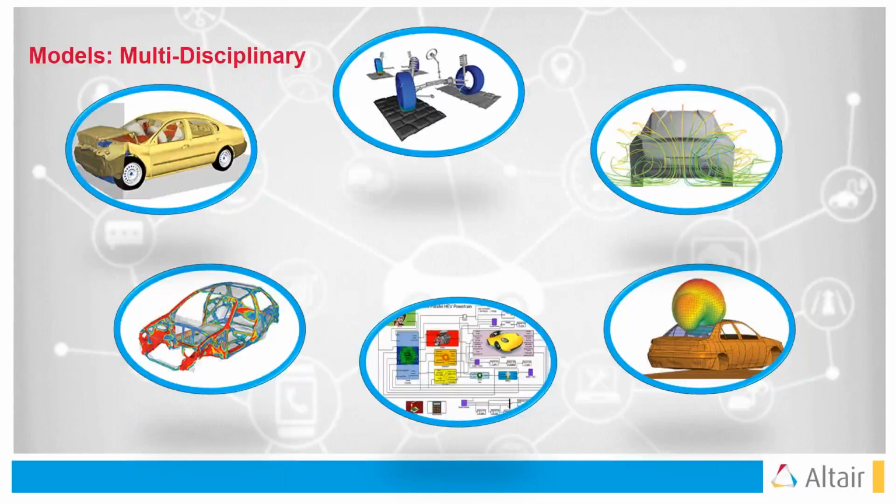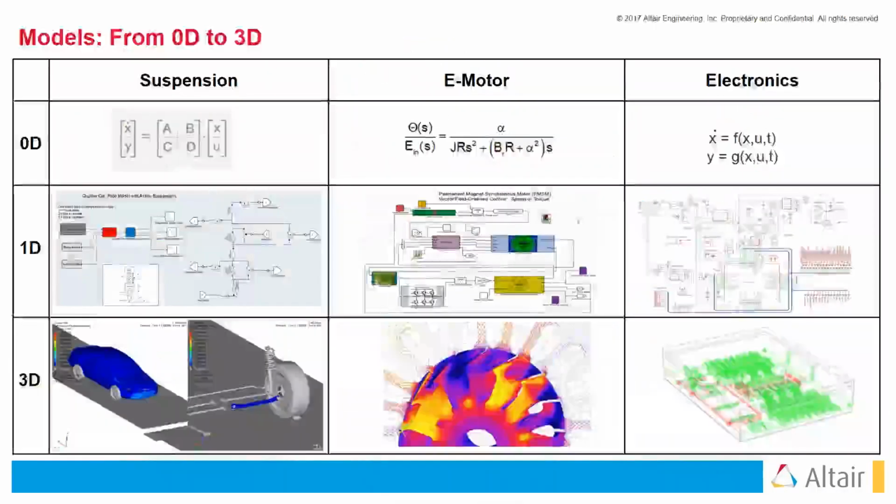So today the more focus is on MotionSolve with Activate. And this is how other Altair offerings work in other domains as well. If you look at today's models, I've taken three examples: suspension, electrical motor, and electronics. I've taken three verticals, and we are calling the models 0D, 1D, and 3D.